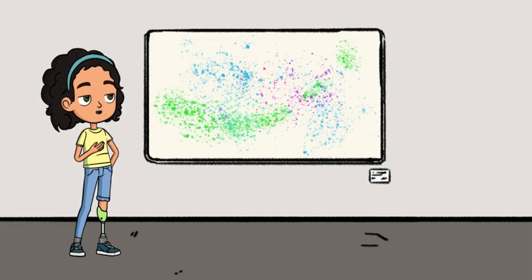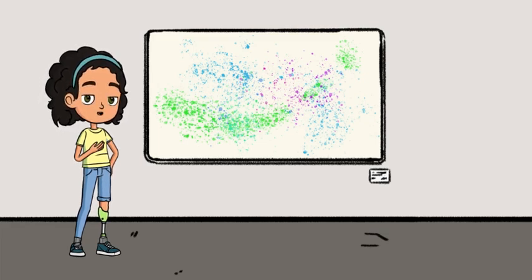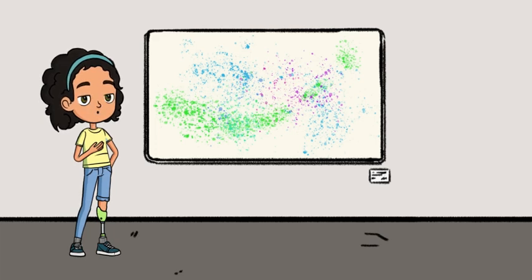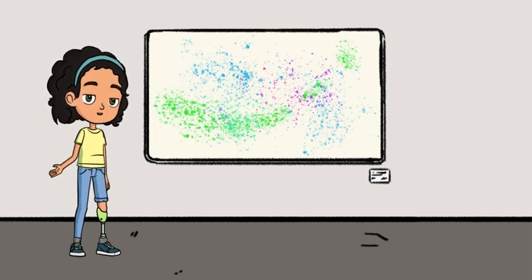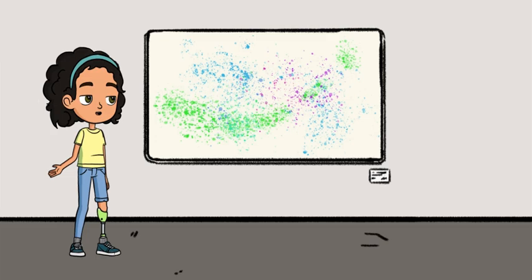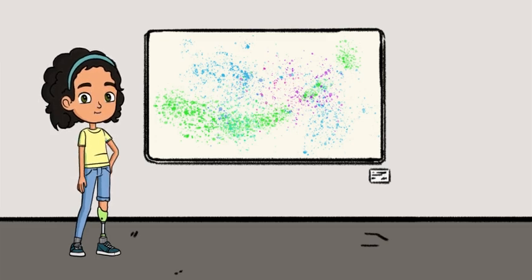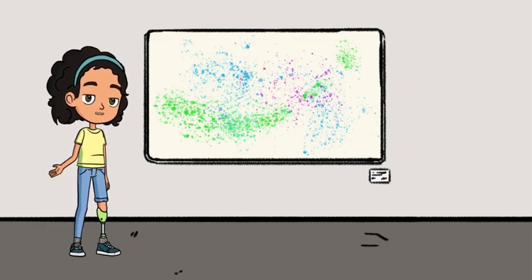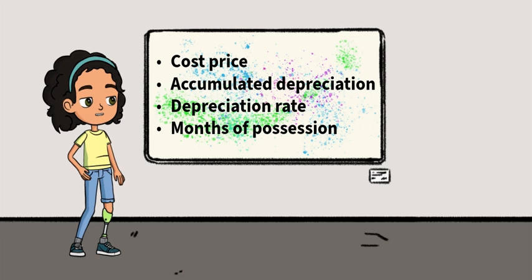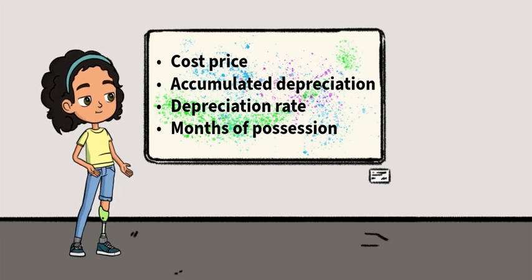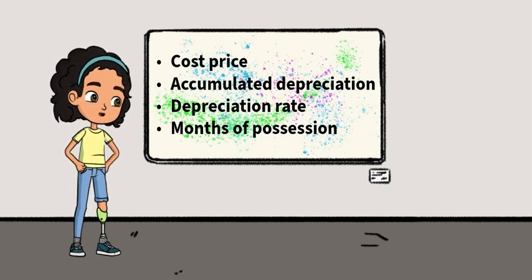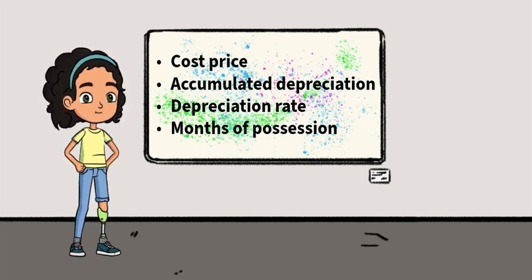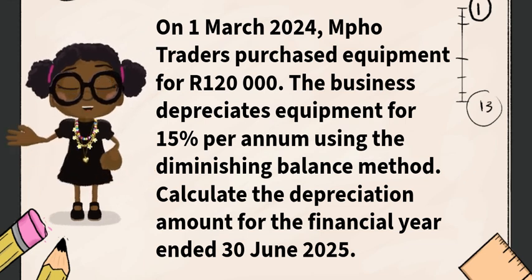Now that the straight line method has been explained in detail, we'll have a look at how the diminishing balance method works. Firstly, the diminishing balance method can be defined as an approach that applies a fixed depreciation rate to an asset's declining book value each year. So, when answering a question, you'll need to identify your cost price, cumulative depreciation, fixed percentage rate, and also how long you've had your assets in your possession. Now, let us look at an example.